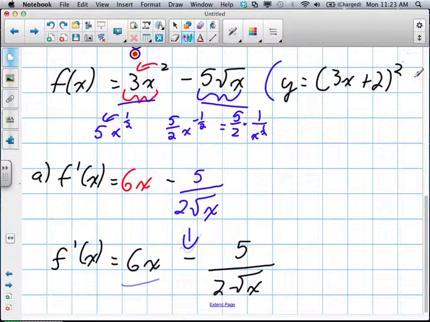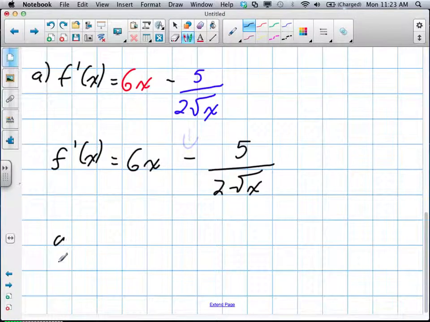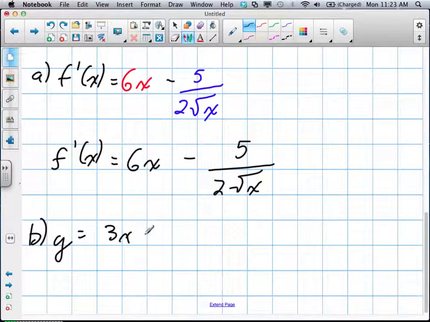Now I'm going to bring this one down a little because I'm going to need a little bit of room. That's 3x plus 2 squared. Okay. So y is equal to, this is question B, 3x plus 2 squared. Now, in the next chapter, we're going to get into a rule with this, kind of like a chain rule here, but we're going to solve it using our sum derivative rule.